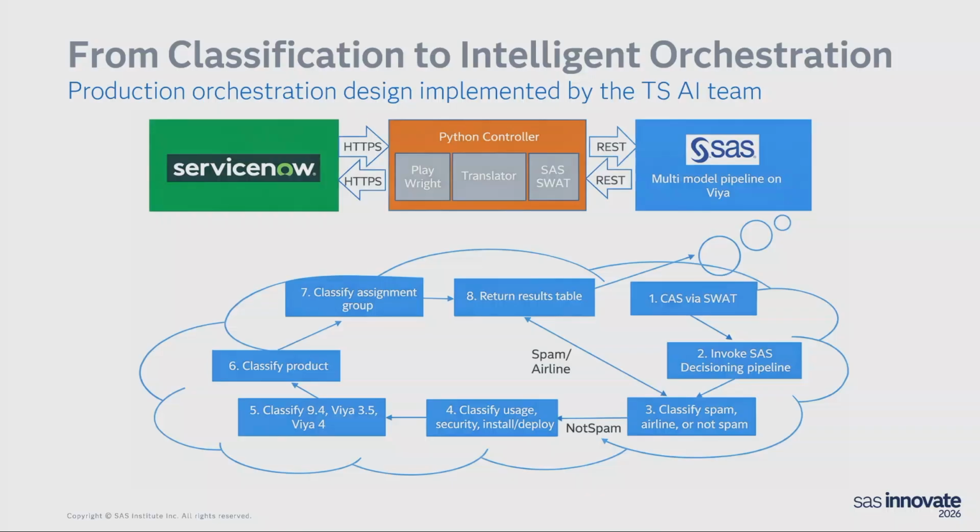Yeah. So yes, that's what we call multi-model pipeline. But the first one, my model, the point is trying to get rid of spam and airline, so the 78% of the emails that go through more processing. Actually, we're enriching the metadata of each case, classifying which product it is, usage or installation and other types, and whether it's 9.4 or 3.5, the versioning. So there are multiple models, but they're all deployed into the whole intelligent decisioning pipeline. Gotcha. Awesome. Thank you.